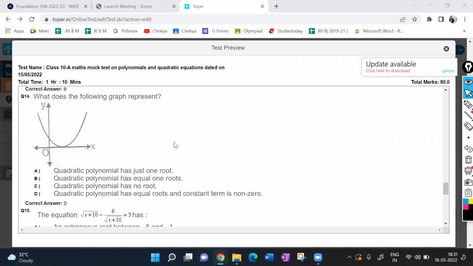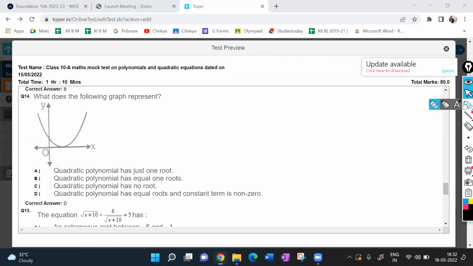Sir, it's just that it's a parabola, and it's just touching at one point, the same point. So they're equal roots. Okay, it touches at the same point? At the same point, so both the zeros are equal. Okay. What about others? But we already discussed.